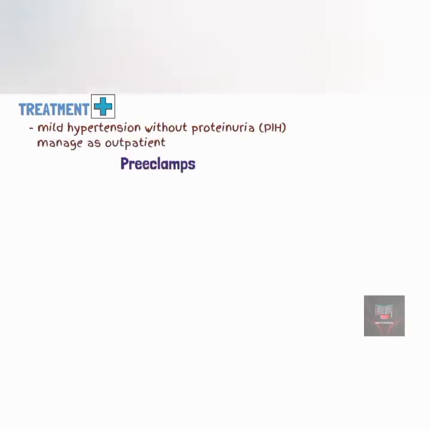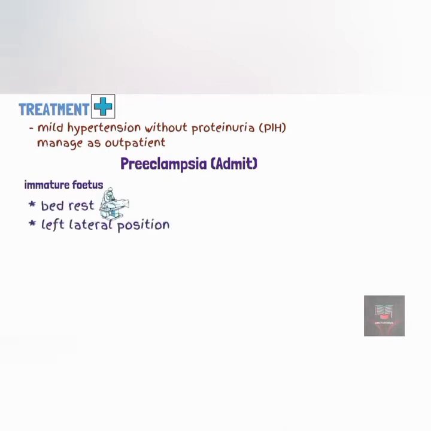Treatment of preeclampsia depends on the severity and the gestational age of the fetus. Women with mild hypertension without proteinuria, that is, women with pregnancy-induced hypertension, are generally managed as outpatients, while preeclamptic patients are managed as inpatients. If the fetus is immature, the patient will be placed on bed rest and nursed in left lateral position. Their vital signs are monitored regularly.